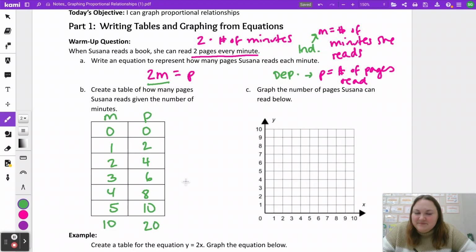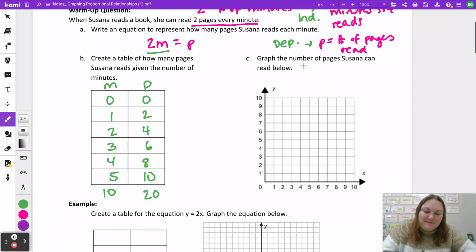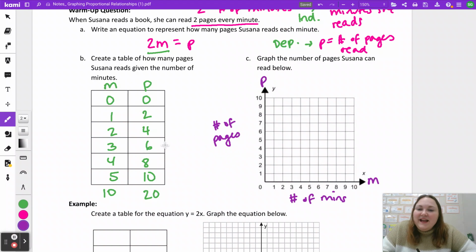When you create your graph, again, we need to know which is independent and which is dependent. We learned in yesterday's lesson that this x-axis right here is always going to be your independent variable. So that means my x-axis is going to be the number of minutes she reads, and my y-axis is going to be the total number of pages she can read. You can either use this table here or use your equation to help you find where those points are going to be.